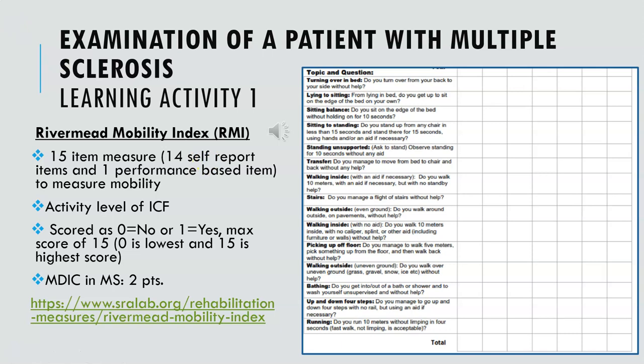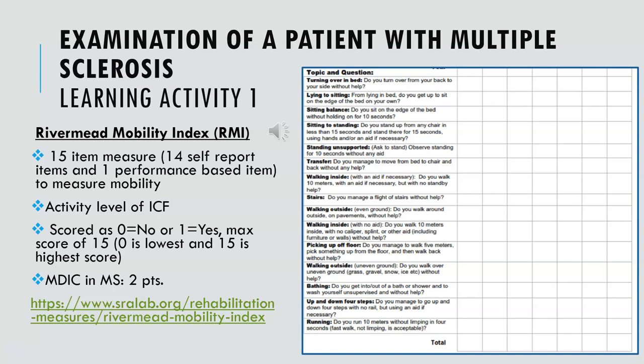The last standardized outcome measure we'll discuss for patients with MS is the Rivermead Mobility Index, or the RMI. This tool was originally developed for patients post-stroke or those with brain injury, and then was later used on patients with MS. This is a 15-item measure. 14 of those 15 items are patient self-report, and 1 item is performance-based.